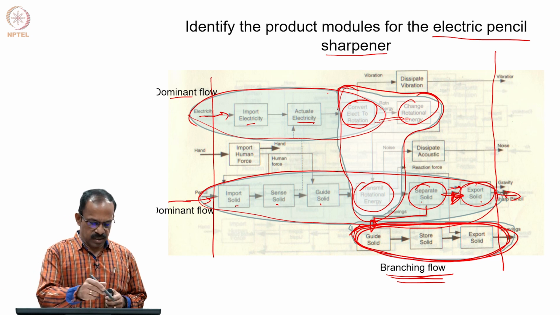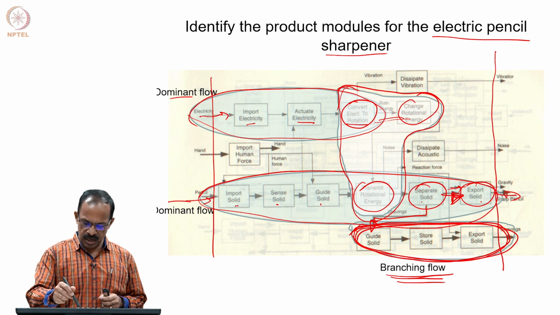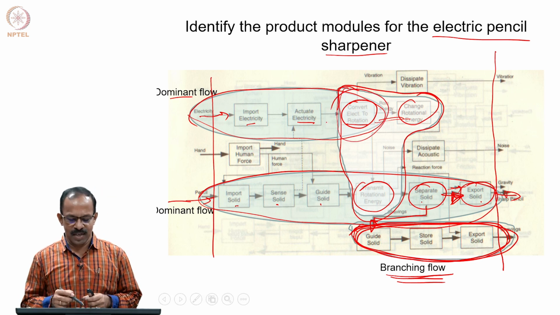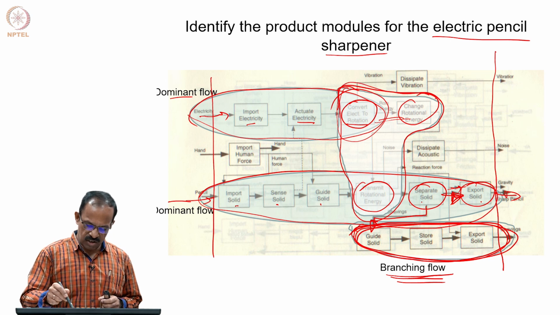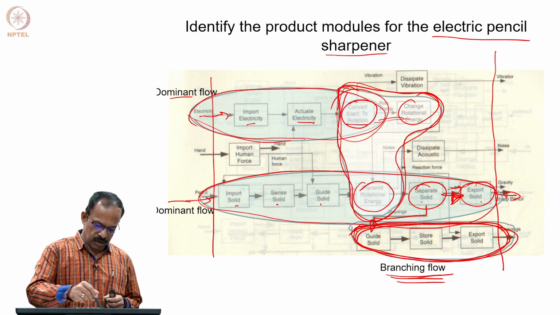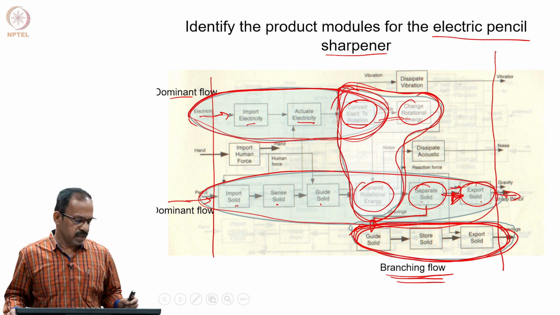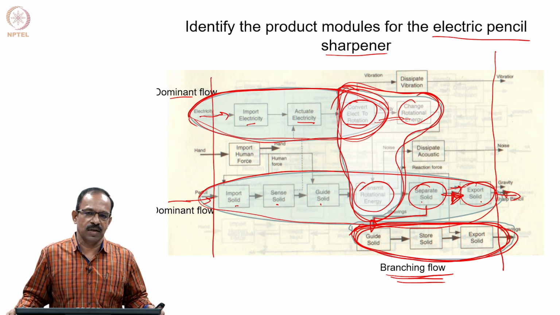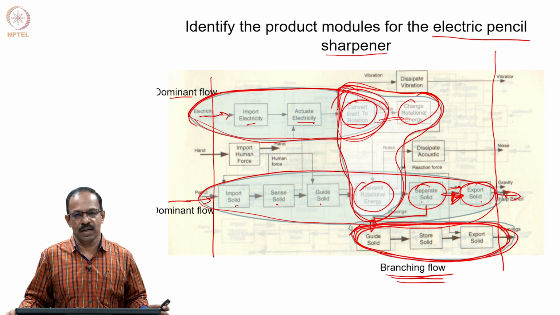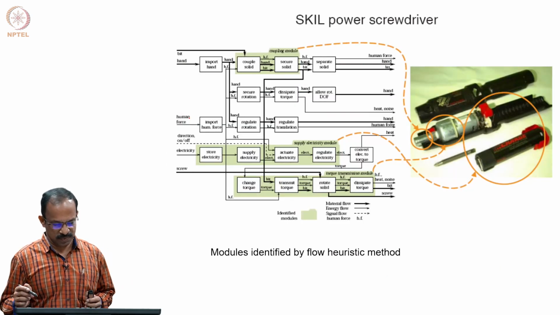For example, this dominant flow module imports electricity, actual electricity, then conversion and transmission. So there is an overlap here. You need to decide whether you want to make this conversion transmission a module, or make it part of this module. That is left to the designer based on the requirements of the product as well as the concerns and other considerations, and they can decide which one to choose.